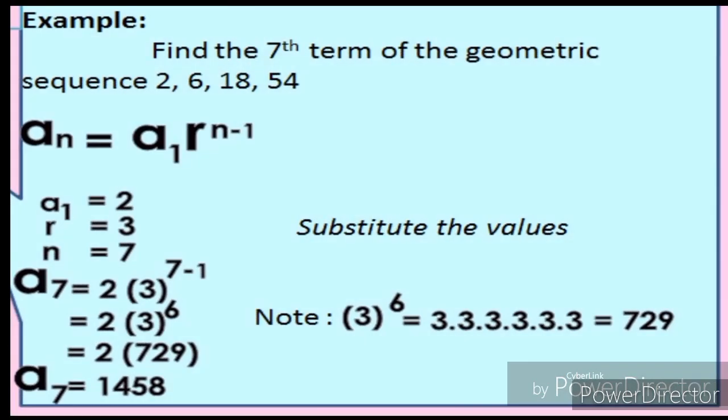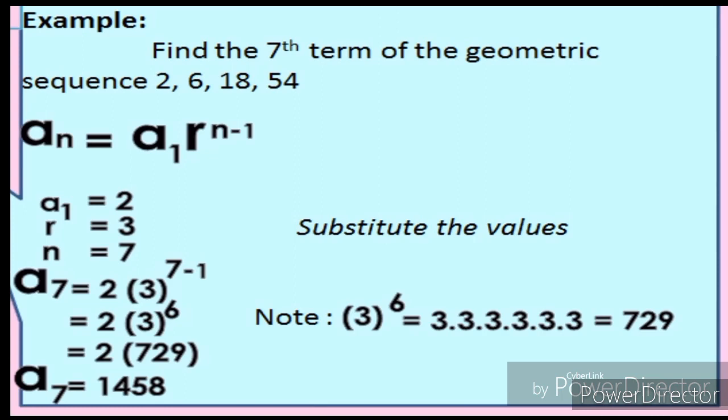And now we have an example to find the nth term. We're going to find the seventh term of the geometric sequence 2, 6, 18, 54. Before that, we identify what a sub 1, r, and n are. A sub 1 is 2, which is the first term. r is the ratio, which is 3. And n is the number of terms, which is 7.